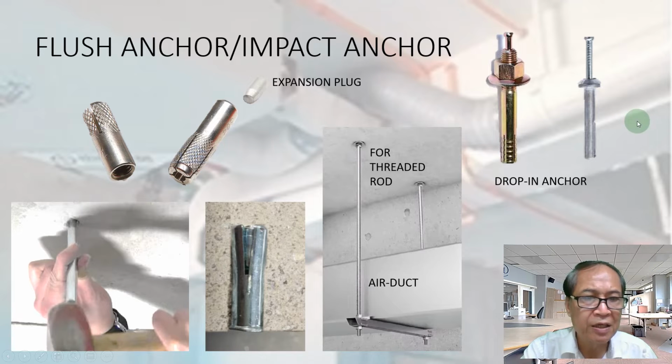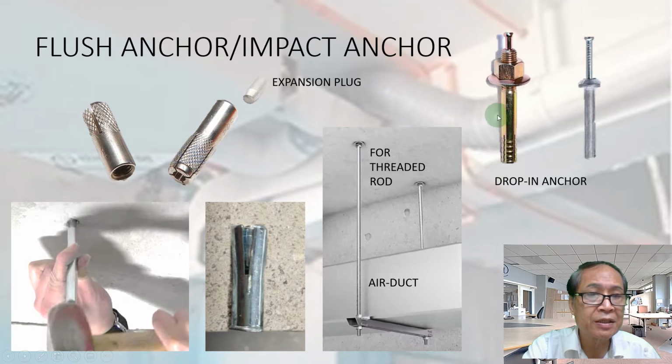Okay, flush anchor is a very common type of anchor. Flush anchor, impact anchor. You see, this air duct, we use it to fix the air duct. This is the flush anchor. We insert an expansion plug into the anchor, and then we use a hammer to hit it, so it expands like this. And this is a threaded hole for this threaded rod. We insert the rod here. So you make this installation.